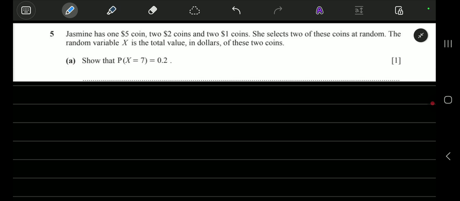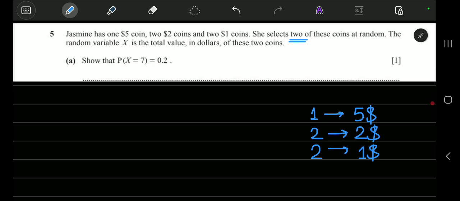So how many coins does she have? One $5 coin, two $2 coins, and two $1 coins. Okay, now she selects two of these.